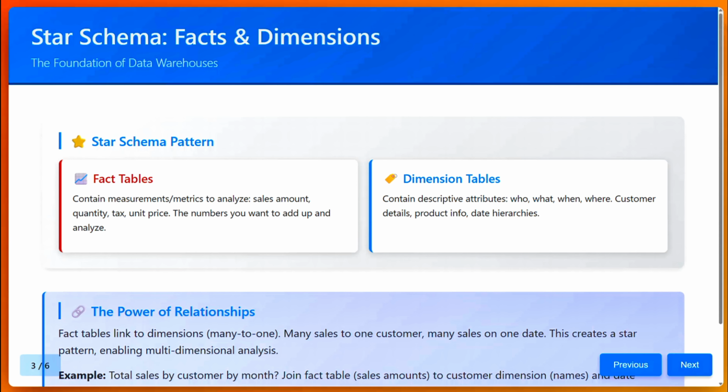The relationship is typically many to one. That means many sales transactions might relate to one customer, or many sales might occur on a single date or day. This relationship creates a star pattern when you visualize it. When you actually visualize them, it is called a star schema.